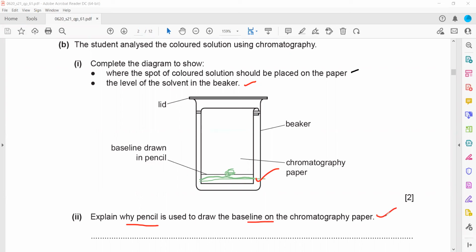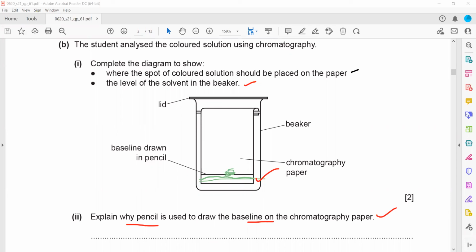Then explain why pencil is used to draw the baseline on the chromatography paper. What is the reason why we use a pencil? Why not pen or ink? Because ink will flow. Yeah, so we can say that because it can dissolve ink, or if we use a pencil, why?